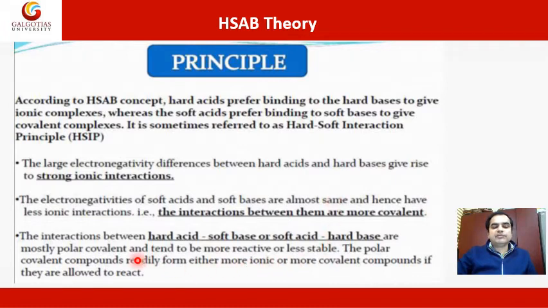And the interaction between hard acids and soft bases, or conversely soft acids and hard bases, is mostly polar covalent. That's why they tend to be more reactive or less stable. The polar covalent compounds readily form either more ionic or more covalent compounds if they are allowed to react. This is the principle of the HSAB theory.